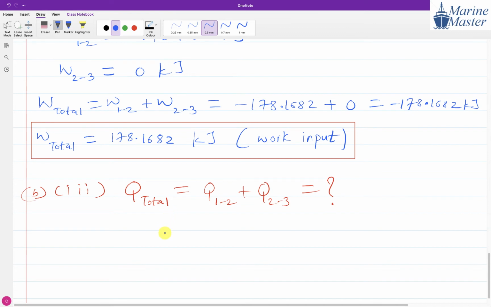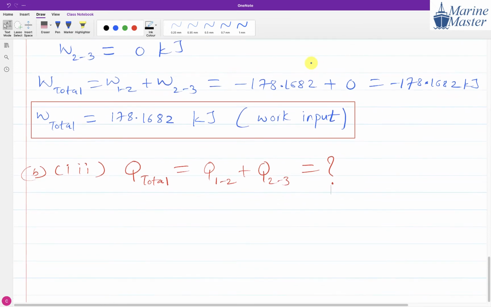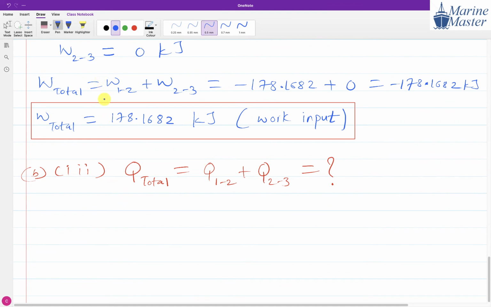Before going further, we will see how to get Q1 to 2 and all these things. What is our target here? We have to find out Q total. Q total will be Q1 to 2 plus Q2 to 3. How to get Q1 to 2? What will be the relation for Q1 to 2?